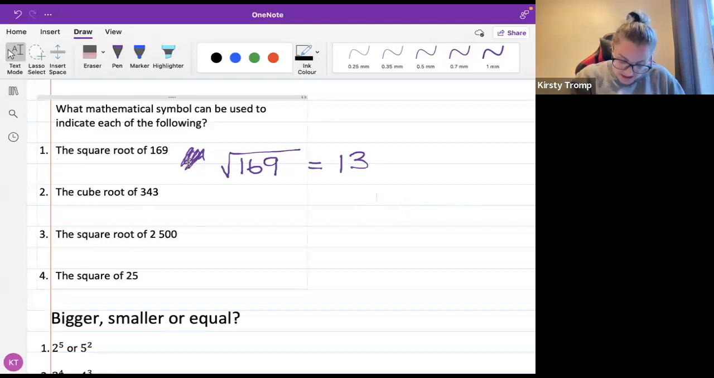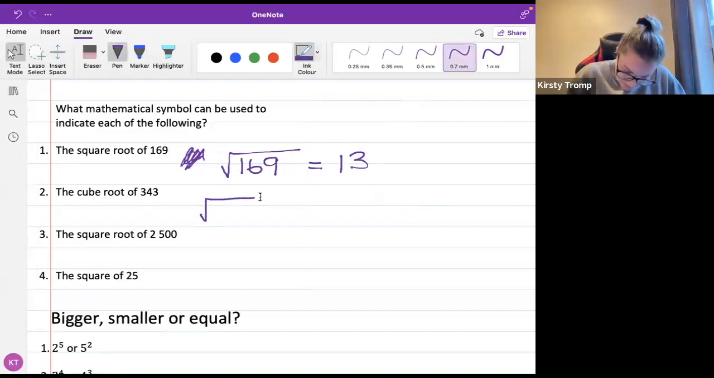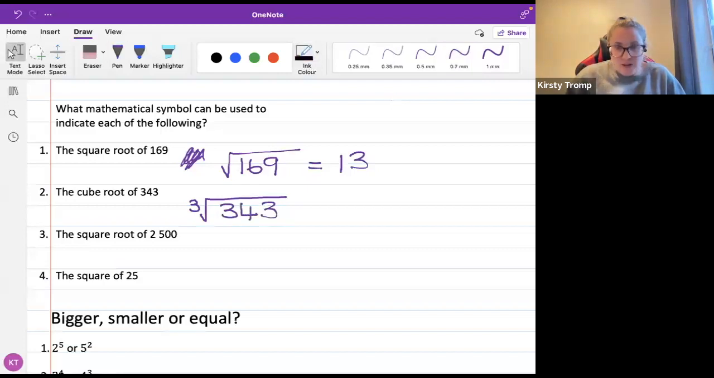Now, what about the cube root of 343, guys? How do I write the cube root of 343? I like that way that people told me earlier. I'm going to put a little house on it. But now I want to show that it's the cube root, not the square root. So what am I going to have? I'm going to put a little tiny 3 at the top, and I'm going to write 343.